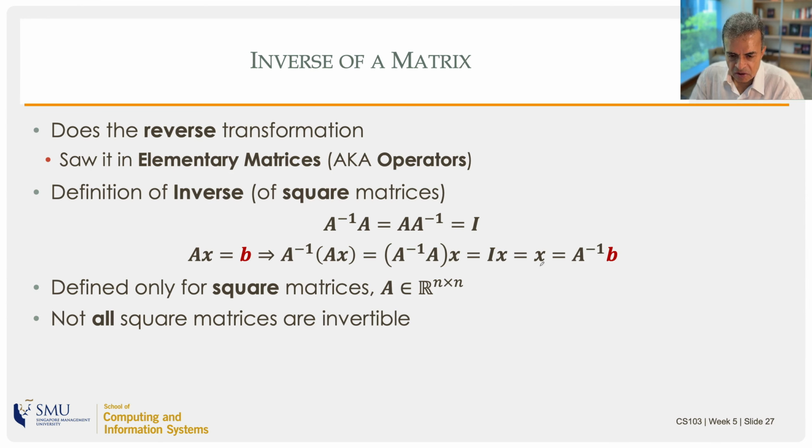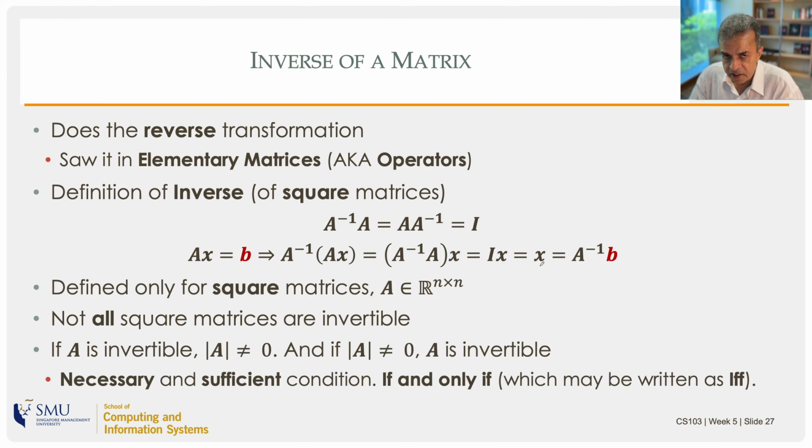It turns out that not all matrices are invertible. The condition for invertibility is that the determinant not be equal to 0. If the determinant of A is not 0, then the matrix A is invertible, a square matrix. That's why you can talk about the determinant. It's a necessary and sufficient condition. That means it's an if and only if kind of situation. So let me say the if part. If the determinant of A is not 0, A is invertible. And if A is invertible, that says that the determinant of A is not 0. So it goes both ways.